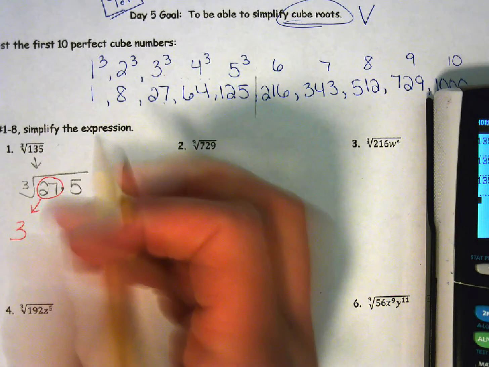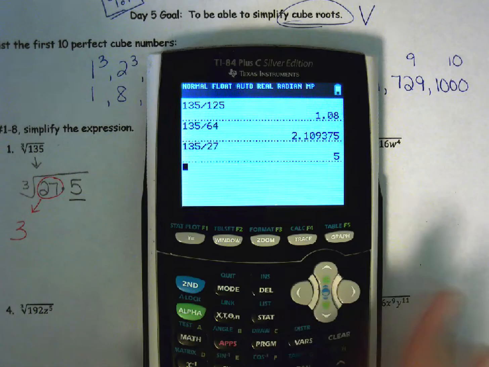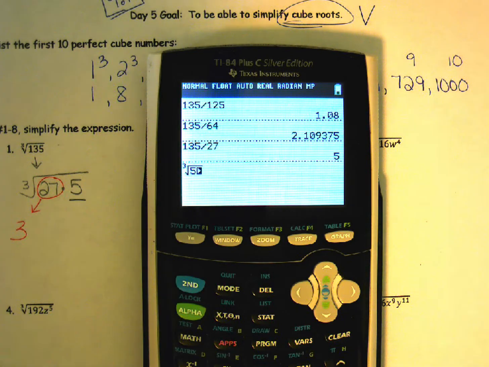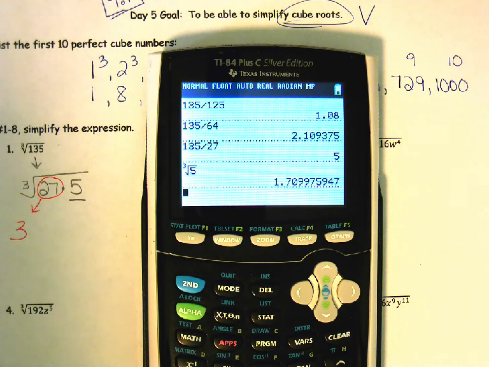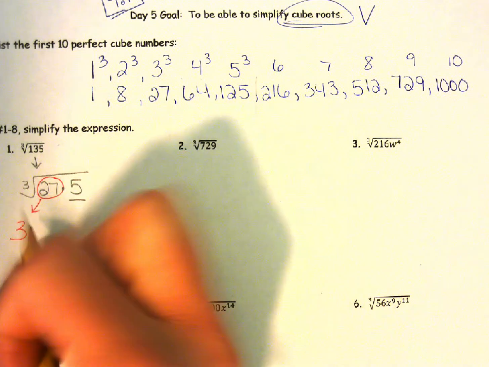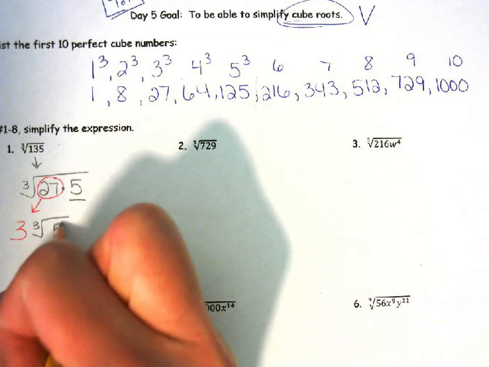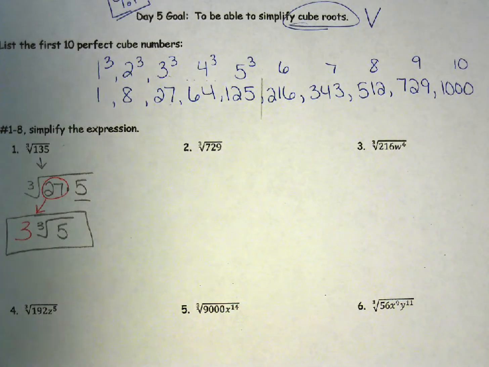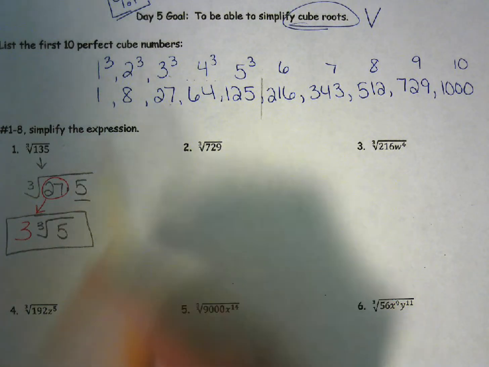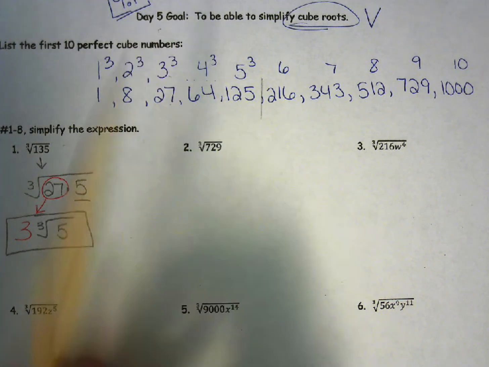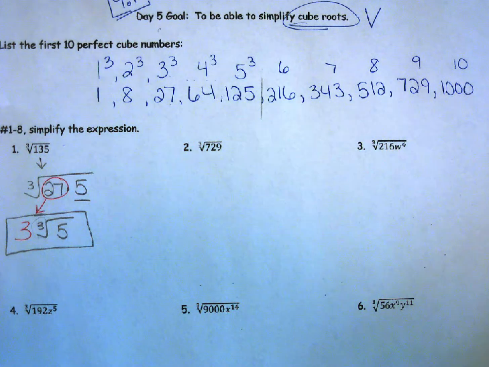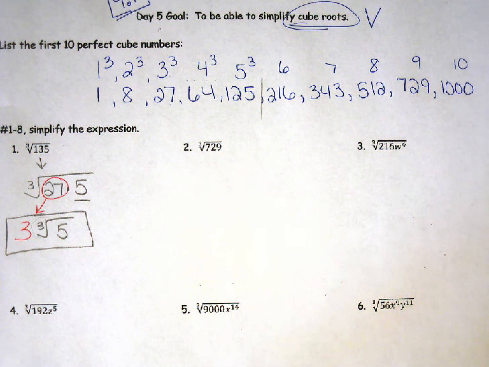And then the cube root of 5, watch if I go the cube root of 5, look at how ugly that is, okay? So we're going to leave the cube root of 5 alone, and then there is our answer. So this is very similar to what we were doing on day 1 with square roots, only now we're doing cubes.